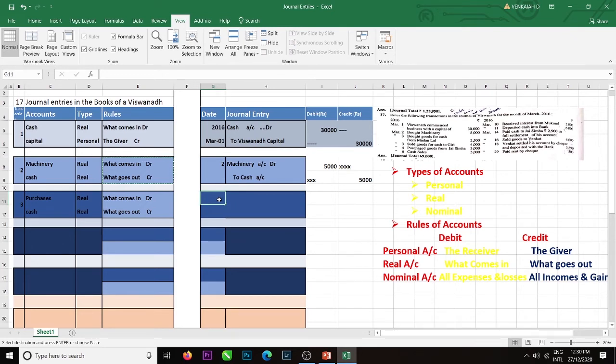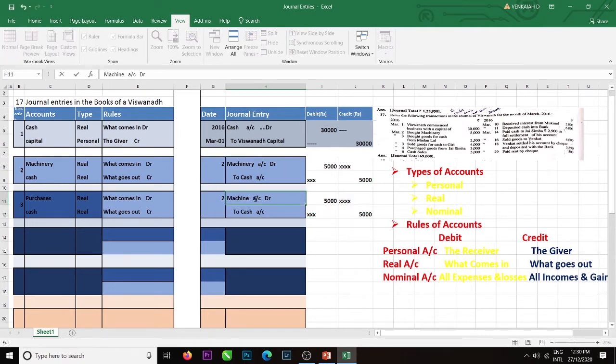what to be debited: purchases account debit to cash account. Here Mohanlal is there. Mohanlal's name will not be recorded because we are purchasing the goods for cash. Purchases account debit to cash account. Amount is 2,500.